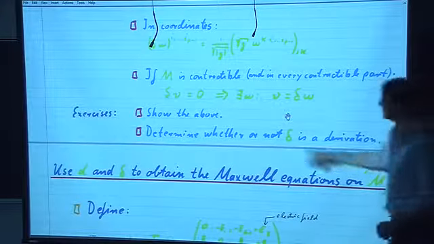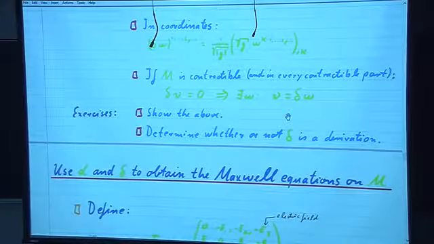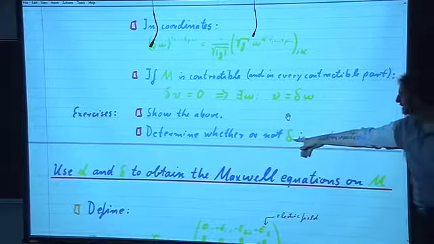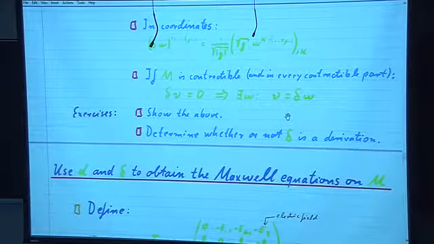Some exercises: prove these things. And the second exercise, well, I already gave it away. It was to determine whether or not this is a derivation. It's not, but find out why.